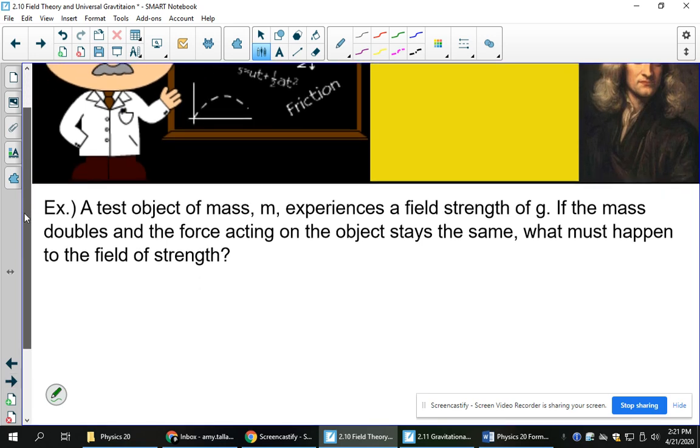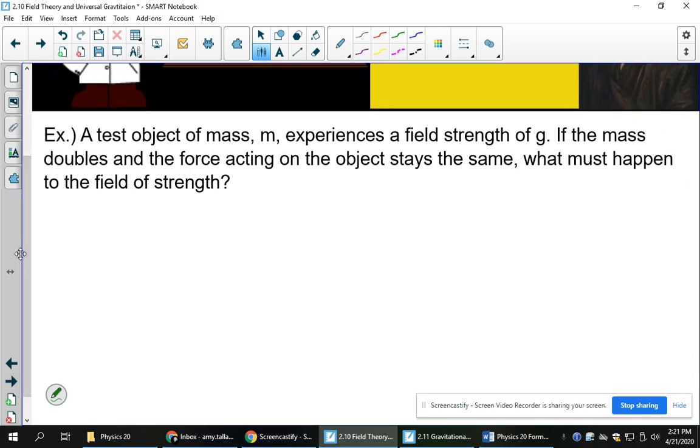A test object of mass m experiences a field strength of g. If the mass doubles and the force acting on the object stays the same, what must happen to the field strength? This is a really important concept for moving forward in Physics 30. You can see that we aren't working with numbers. We're not telling you what the mass of this object is. We aren't telling you the gravitational field strength, so we don't know if it's on Earth or the moon or some other planet. We just know that the mass is doubling and the force is staying the same.